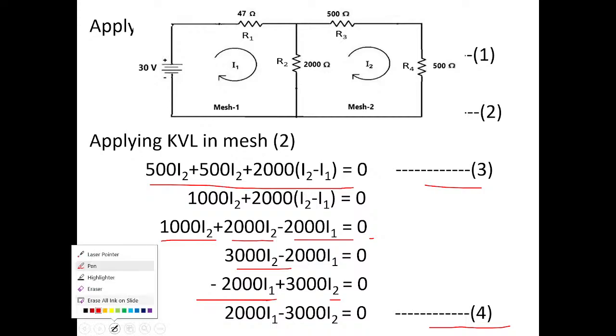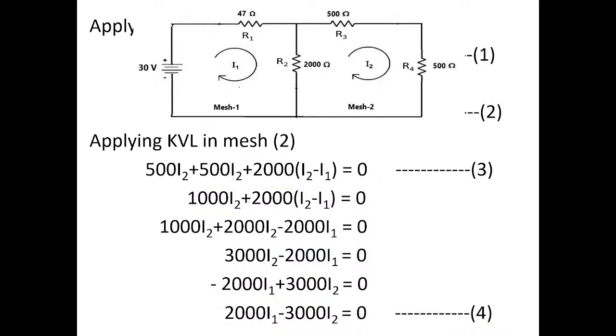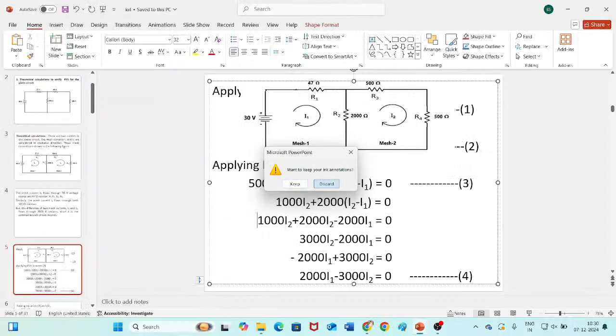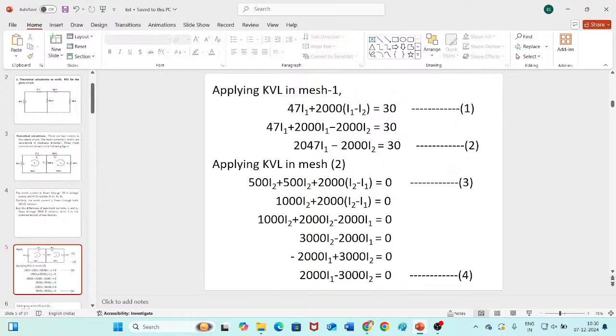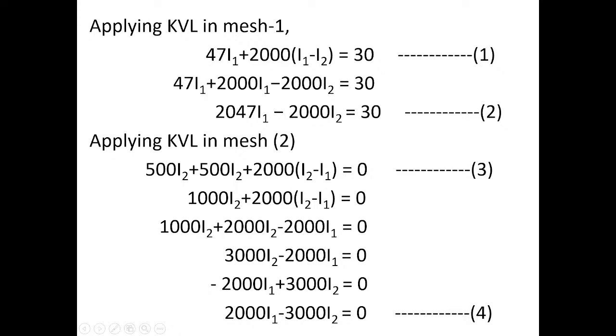Okay, I hope you have understood. If you have any doubt, you can ask. So these are the KVL equations for mesh 1 and mesh 2. So I thought if the circuit is shown beside the equations, it will be easy for you to follow.